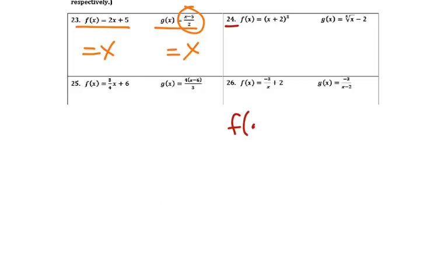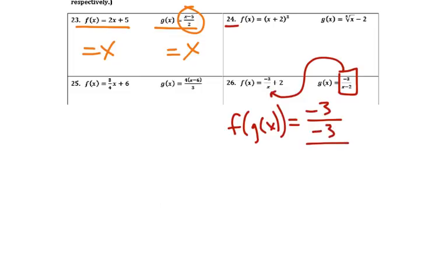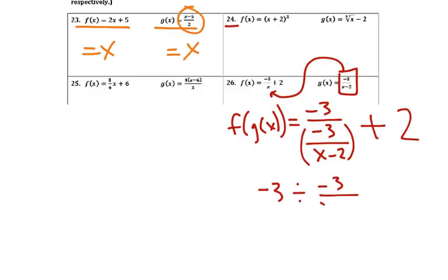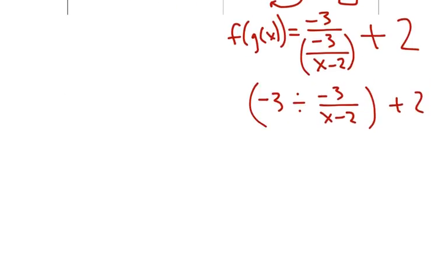So, f of g of x would equal negative 3 over, and then we put this whole thing in for x, so it would be negative 3 over x minus 2 plus 2. Okay, so think about it like this. Negative 3 divided by negative 3 over x minus 2 plus 2. Okay, make that a fraction. Remember, we can't divide fractions, so we have to multiply. But in order to do that, we have to get the reciprocal.